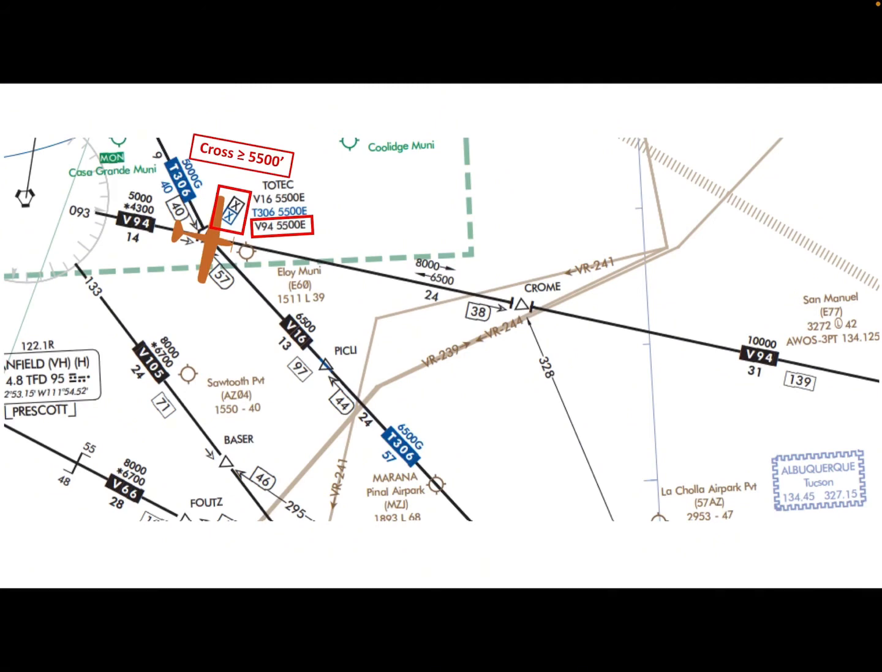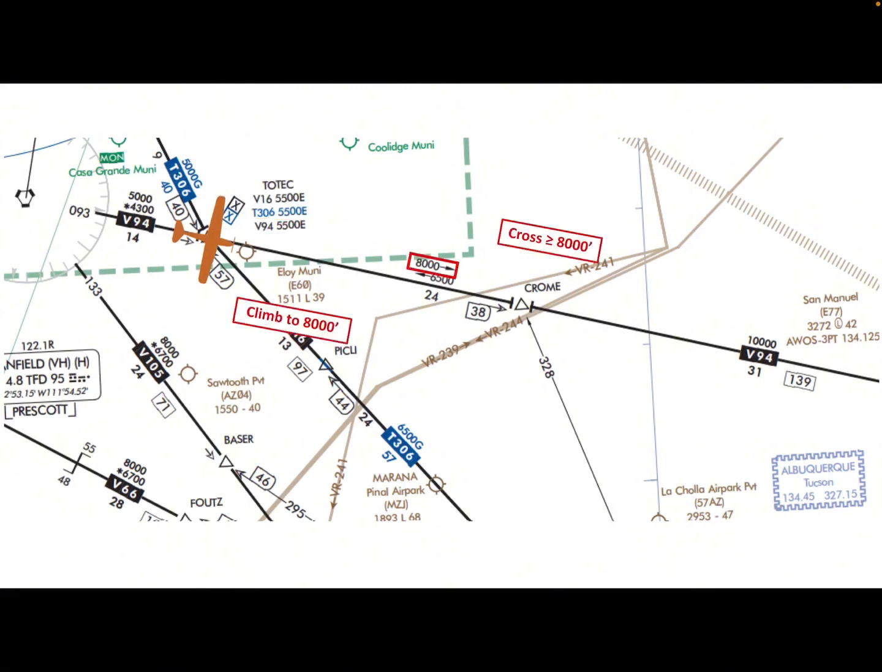But Totec does have an MCA for traveling on Victor 94 eastbound, and it's listed at 5,500 feet and denoted by this flag with an X in it. Again, we'll talk more about MCAs later, but what this means is that instead of crossing Totec at the previous MEA of 5,000 and then climbing to 8,000, we have to cross Totec at 5,500 because it has that MCA, and then climb to 8,000 feet. So for this example, we would have to cross Totec at or above 5,500 feet and then begin our minimum climb of 200 feet per nautical mile to 8,000 feet.